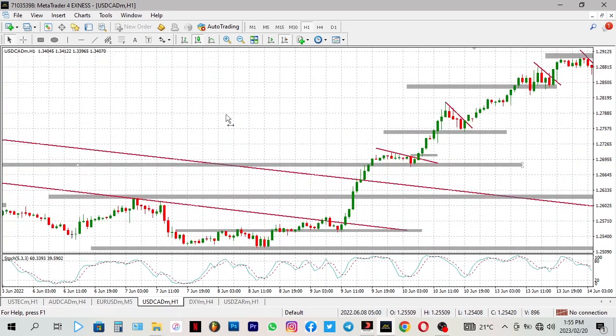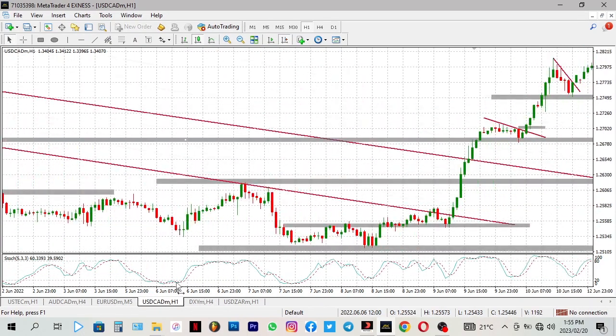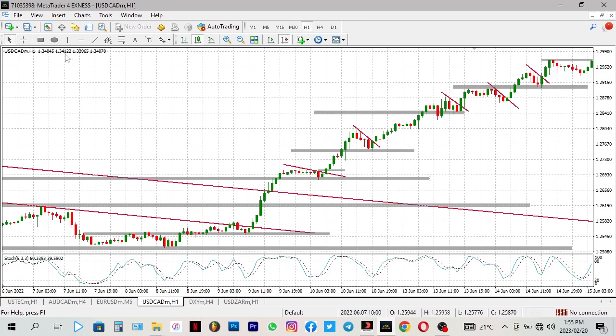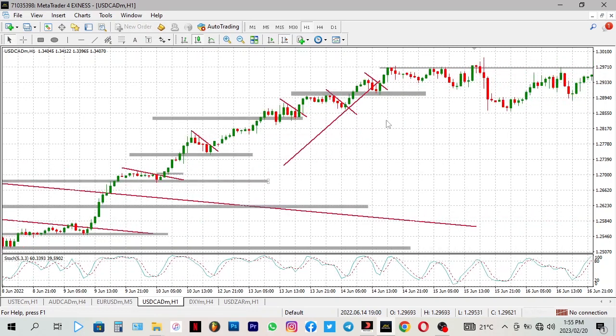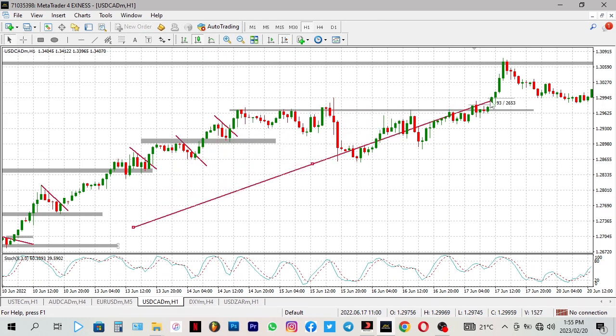On the 1-hour chart, we can see, remember, every consolidation is an entry. We can see this consolidation, then we can see an entry, consolidation, entry, consolidation, entry, consolidation, entry. Then we see a strong resistance. So the minute we break this resistance, what's happening? That's an entry. The first bullish candlestick that closes outside, that's our entry.